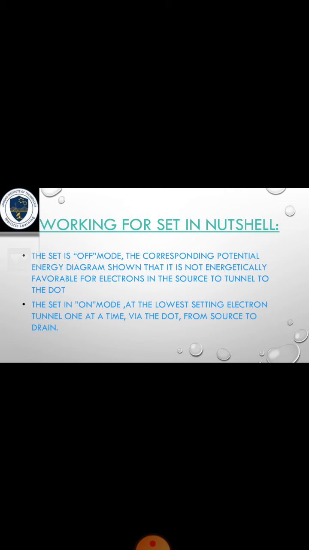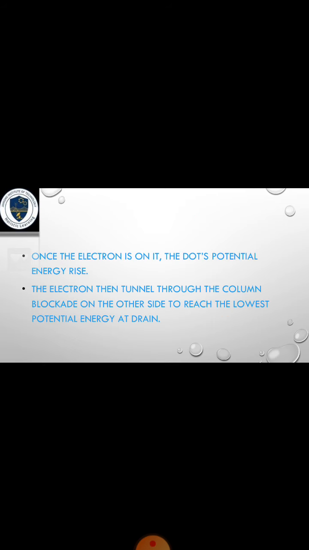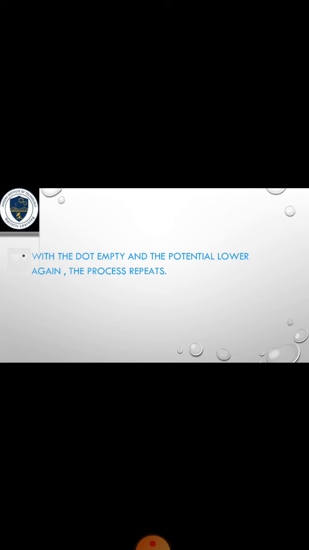At the lowest setting, electrons tunnel one at a time via the dot from source to drain. Once the electron is on it, the dot's potential energy rises. The electron then tunnels through the Coulomb blockade on the other side to reach the lowest potential energy at the drain. With the dot empty and the potential lower, again the process repeats.